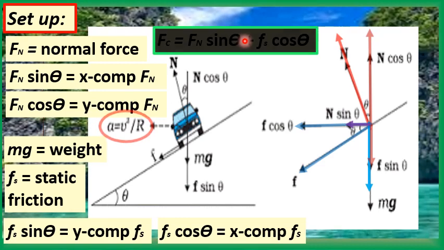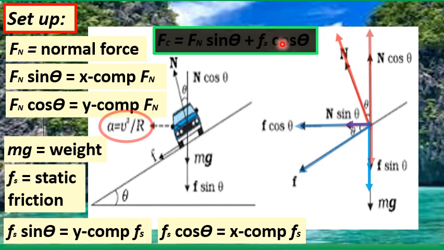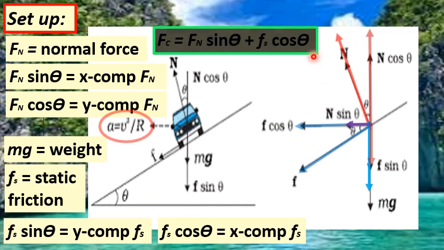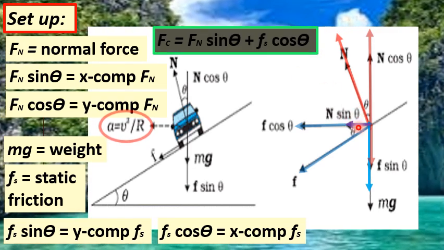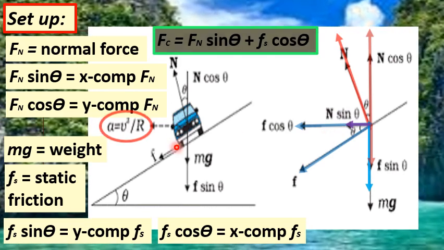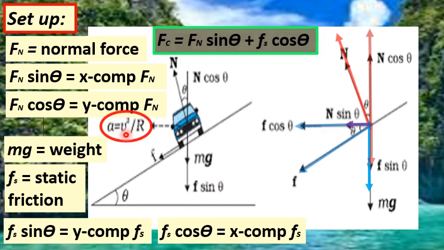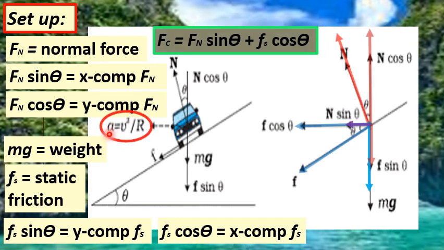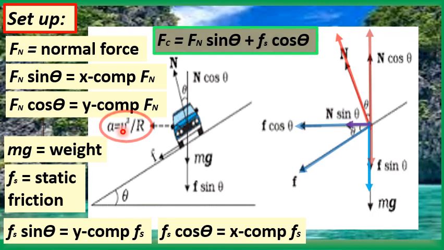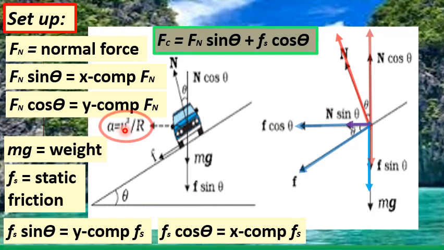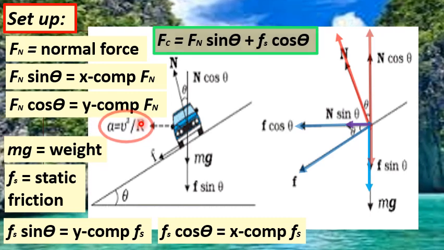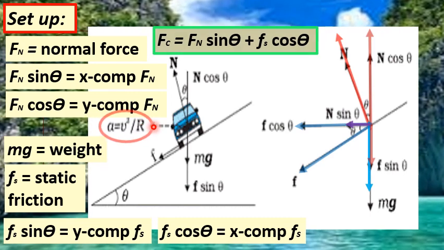So we may say also that this centripetal force is the net force acting on the car, which gives it a centripetal acceleration, denoted here by this formula. Radial acceleration or centripetal acceleration equals the square of its tangential speed divided by the radius of the circular path.